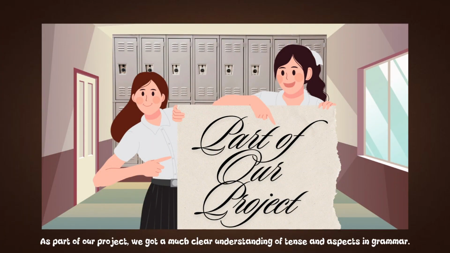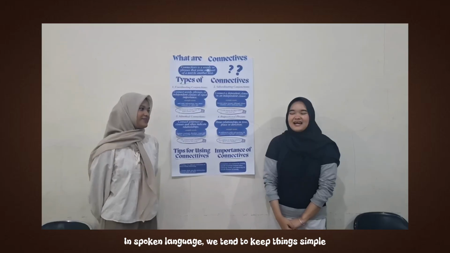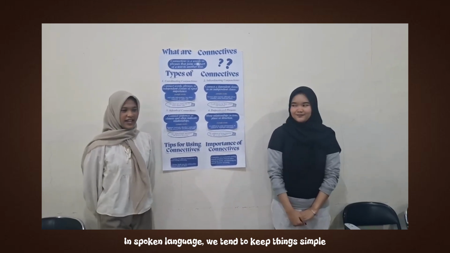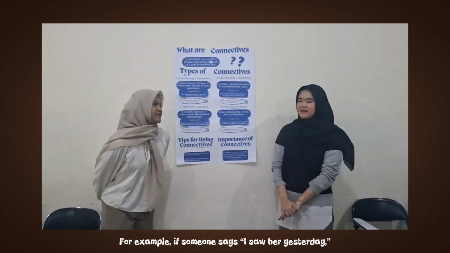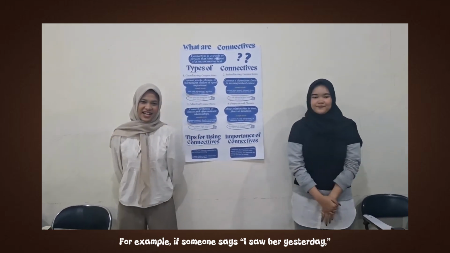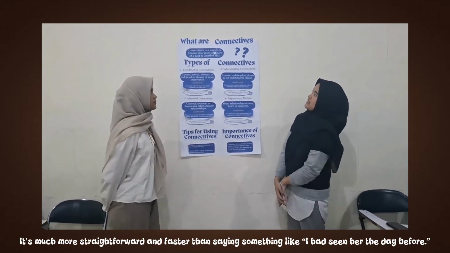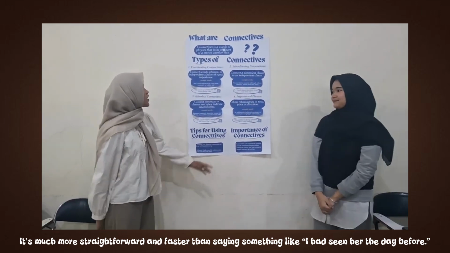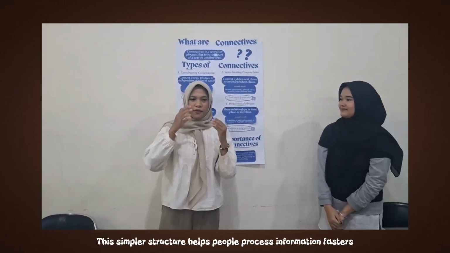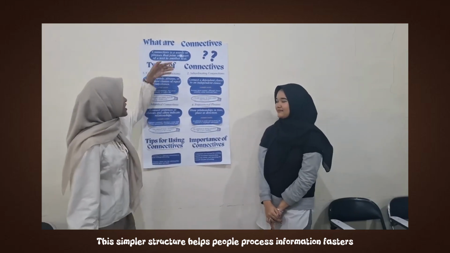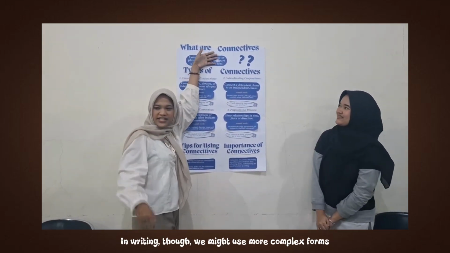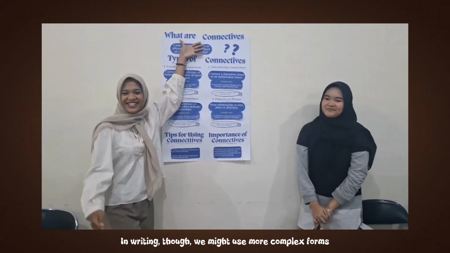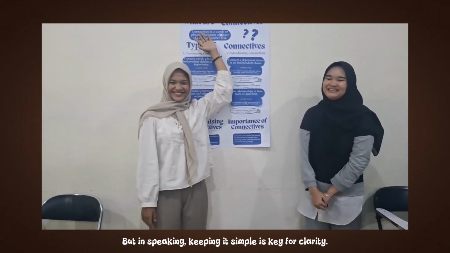As part of our project, we got a much clearer understanding of tense and aspects in grammar. In spoken language, we tend to keep things simple because we want to make sure people can understand us quickly. For example, if someone says, "I saw her yesterday," it's much more straightforward and faster than saying something like, "I had seen her the day before." This simpler structure helps people process information faster, which is why it works so well in conversations. In writing, we might use more complex forms, but in speaking, keeping it simple is key for clarity.